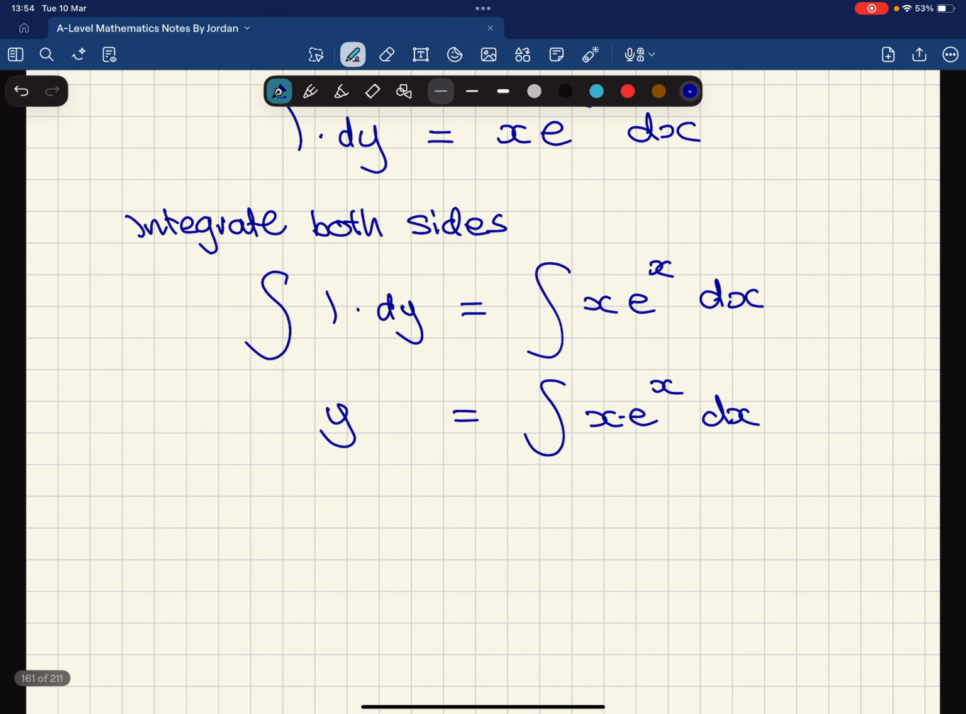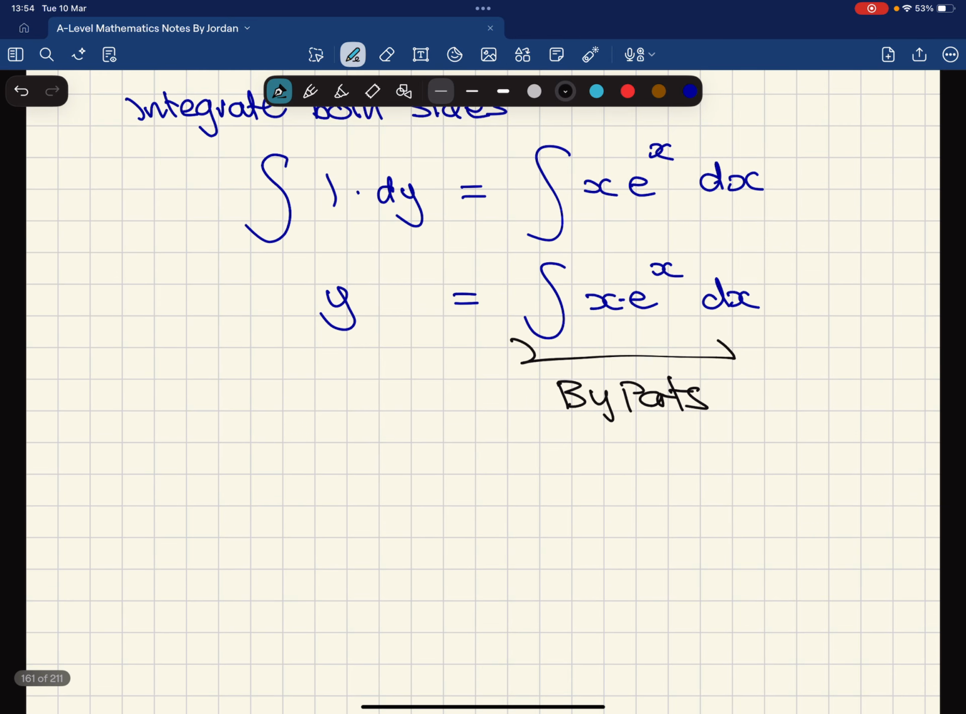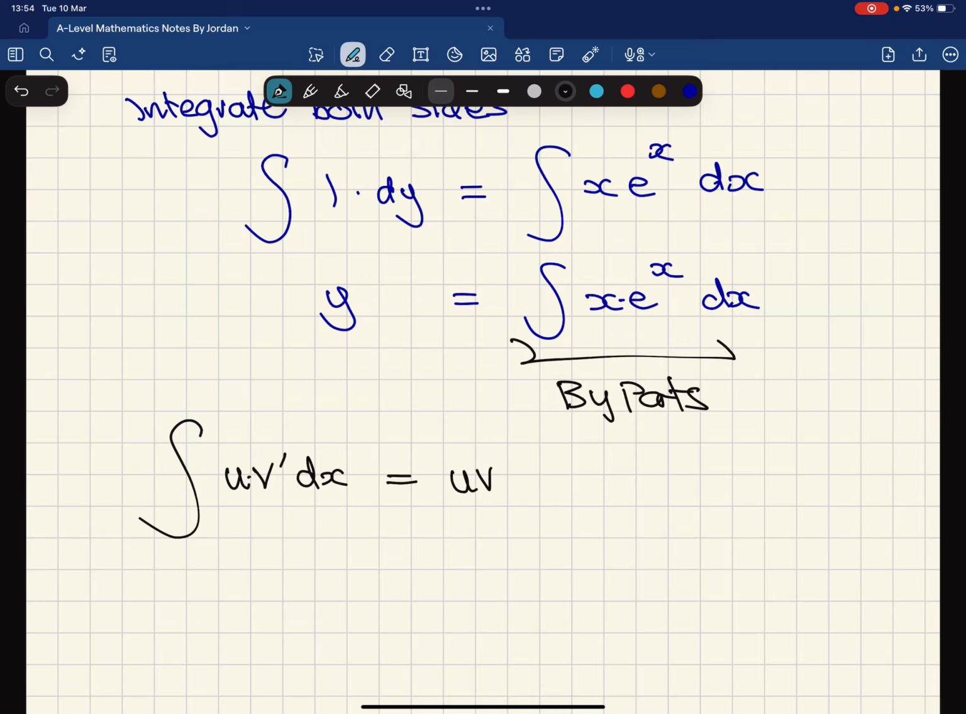Yeah, so whenever we're integrating products, it must be done by parts. And let's just write that formula just in case anyone's forgotten. This is the way I prefer to write it. If we had a function u and a function v dash with respect to x, with these being multiplied, the answer would be uv, take away the integral of v multiplied by u dash with respect to x.